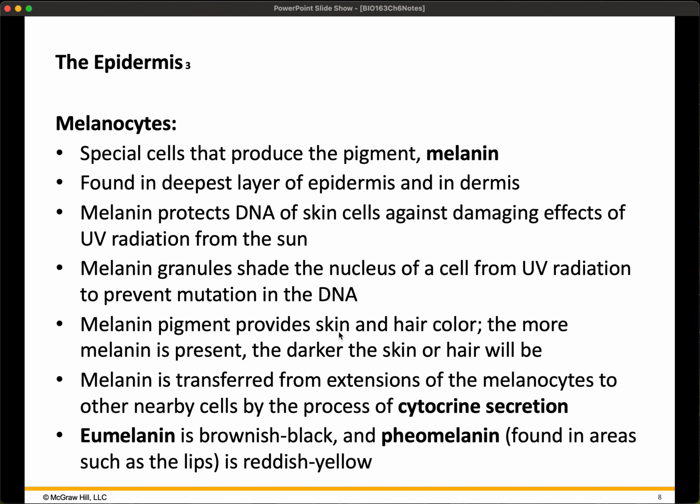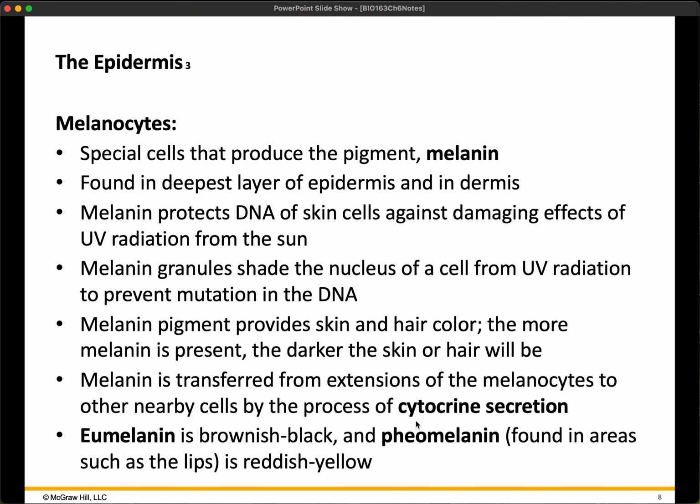Melanin is that pigment for skin and hair color. The more melanin that is expressed, the darker the skin or the hair will be. It's transferred from extensions of the melanocytes. It's a secretion process. It's called cytocrine secretion, like endocrine, right? So this is coming directly from the cell.